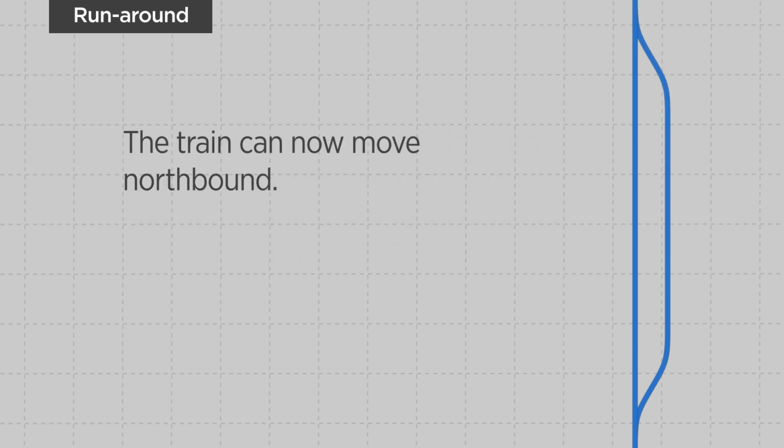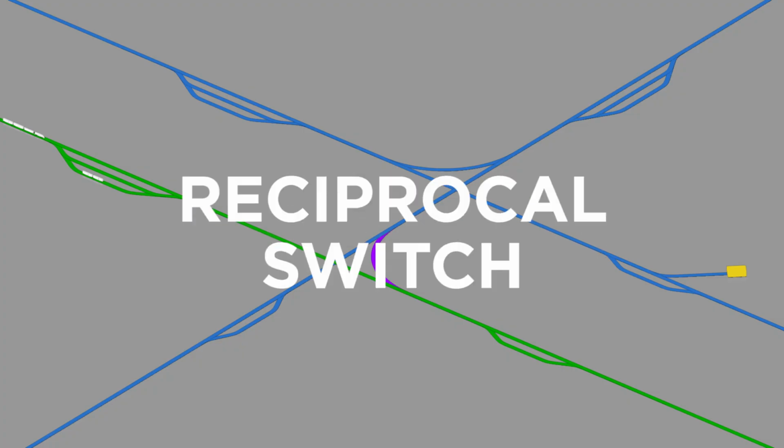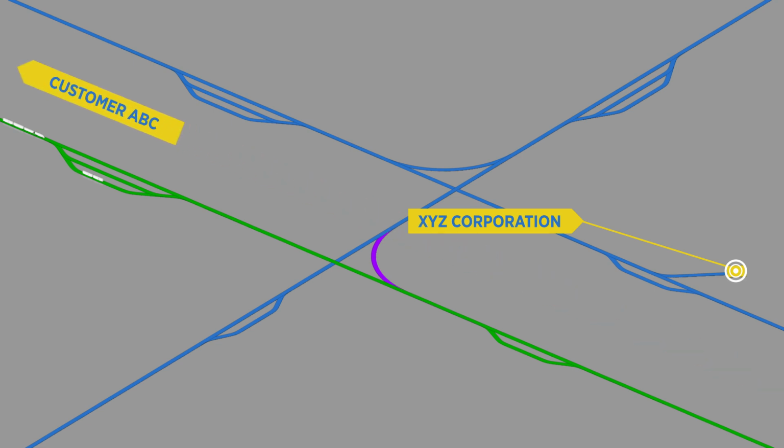Got all that? Good. Now we'll see how these operations are used to complete a reciprocal switch between Green Railroad and Blue Railroad. Due to the schedules of the many trains required to perform the operation, this scenario can take 6 days or more to complete. What follows is a simplified illustration which does not take into account real-world conditions. Here, the shipper, XYZ Corporation, wants to ship 1 carload of plastic pallets from its facility to customer ABC.